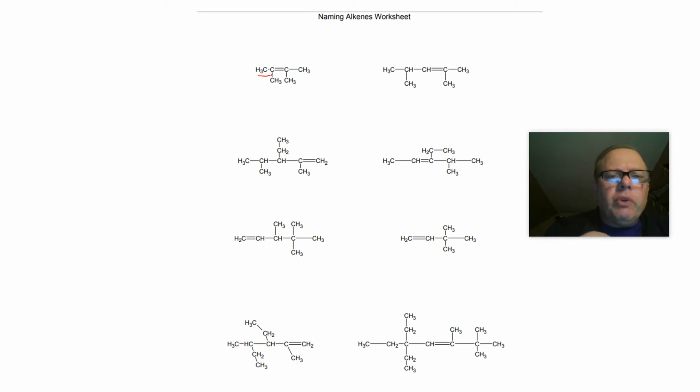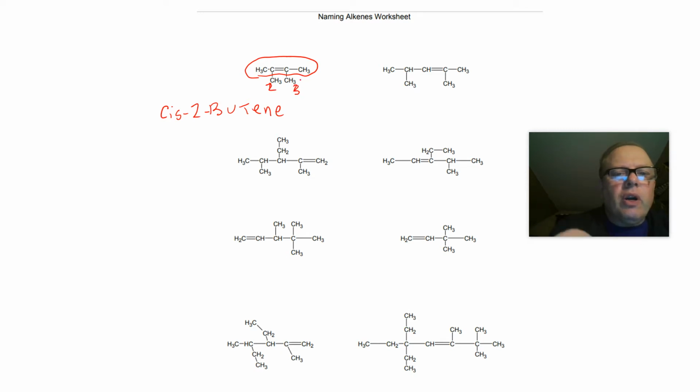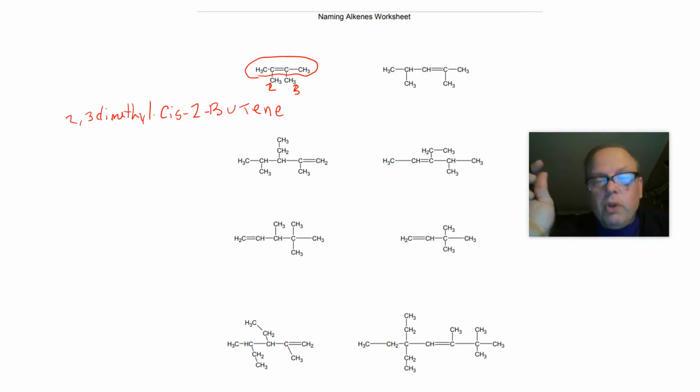So looking at the first one here, with no further ado, we have this 4 in a row. That means it is going to be a butene. Now, because the double bond is on the second carbon in, it is going to be 2-butene. And because both of these carbons are on the same side, it is going to be cis-2-butene. And because there are two methyl groups, on the second and third carbon here, it is going to be 2,3-dimethyl cis-2-butene. That's what we would call it.